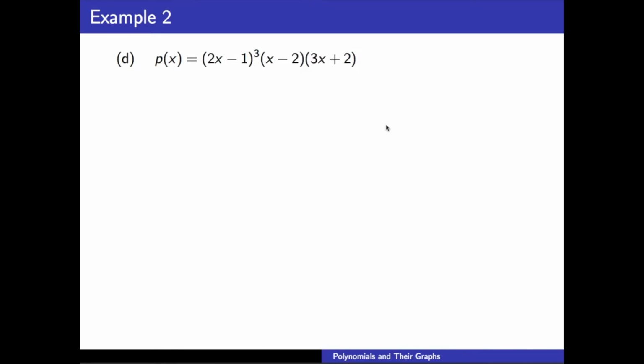All right, finally part D, we have p of x equals, oh man, this looks crazy, (2x minus 1) in parentheses cubed times (x minus 2) times (3x plus 2). Now, all the other ones were not written in this factored form. So looking at this, you're probably thinking to yourself, do I really have to multiply all this out? If you want to, you can.